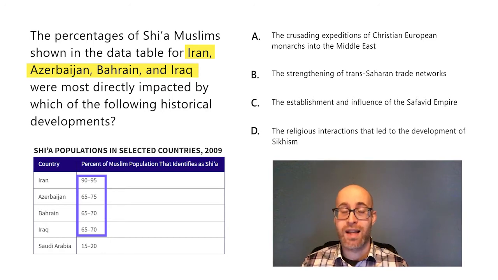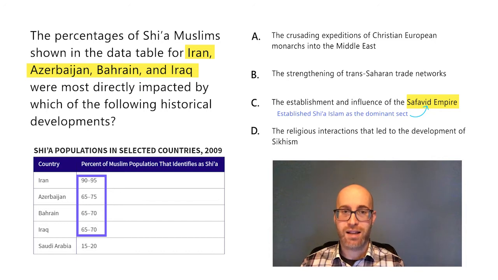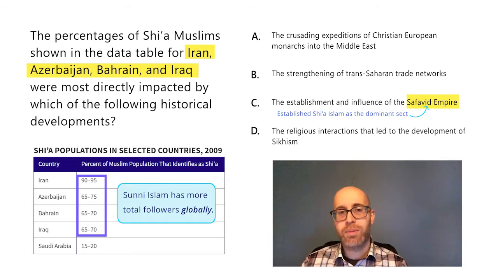If you knew that the Safavid Empire, which ruled from the 16th to 18th centuries, and established Shia Islam as the dominant sect of Islam within its lands, controlled 4 of the countries in the table, then you would probably also know that the legacy of this empire is that the countries that were formerly ruled by it tend to be dominated by Shia Muslims, even though Sunni Islam has more followers globally. Then you could pick choice C out of a lineup because it's the only choice that even mentions the Safavids, so it has to be correct.